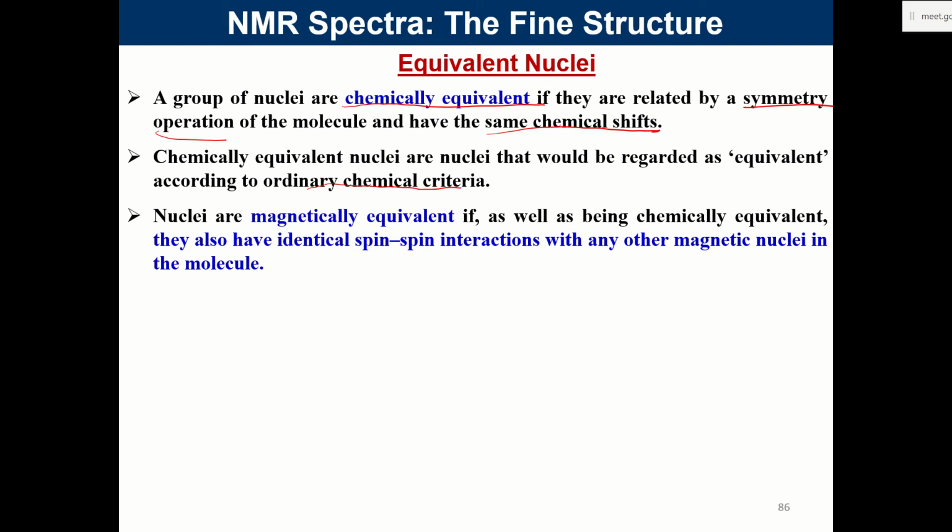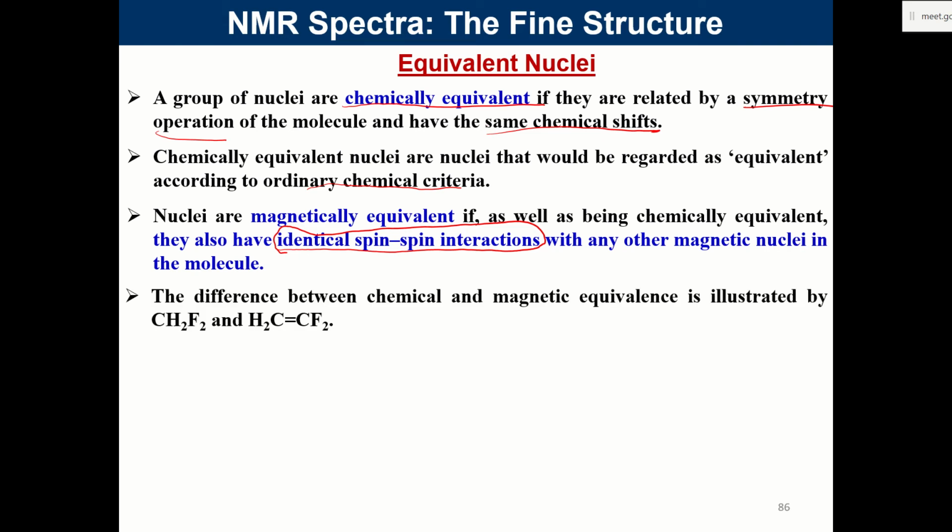Among this set of chemically equivalent nuclei, which is a very big group, there are some nuclei which we call magnetically equivalent, and these are the ones that have identical spin interactions. Magnetically equivalent nuclei are a subgroup of chemically equivalent nuclei, having identical spin interaction with other magnetic nuclei within the molecule.